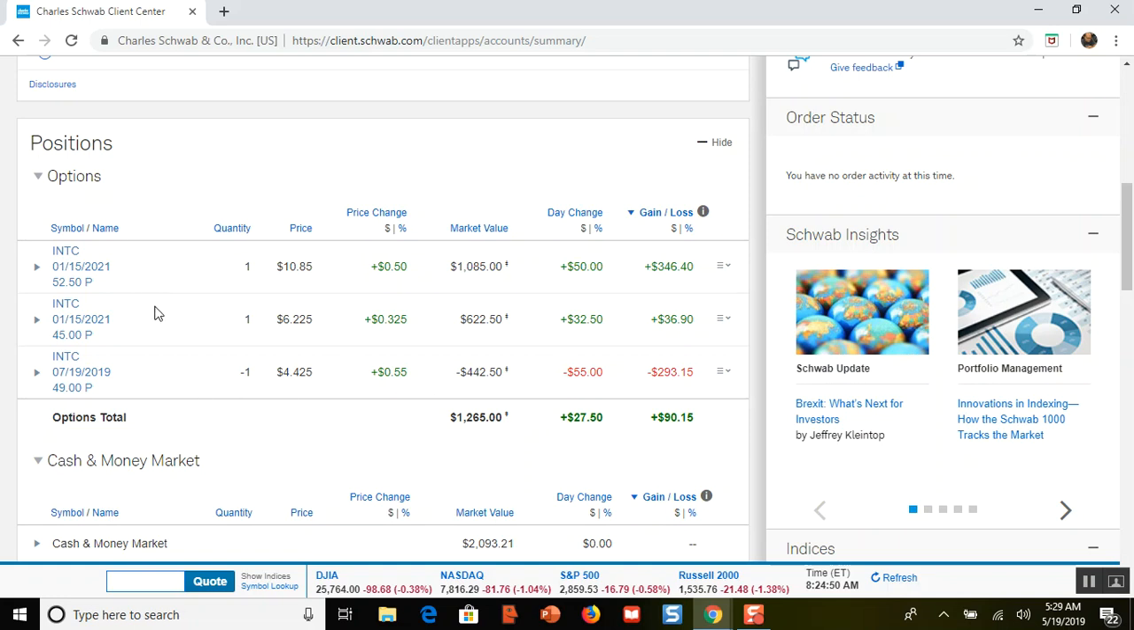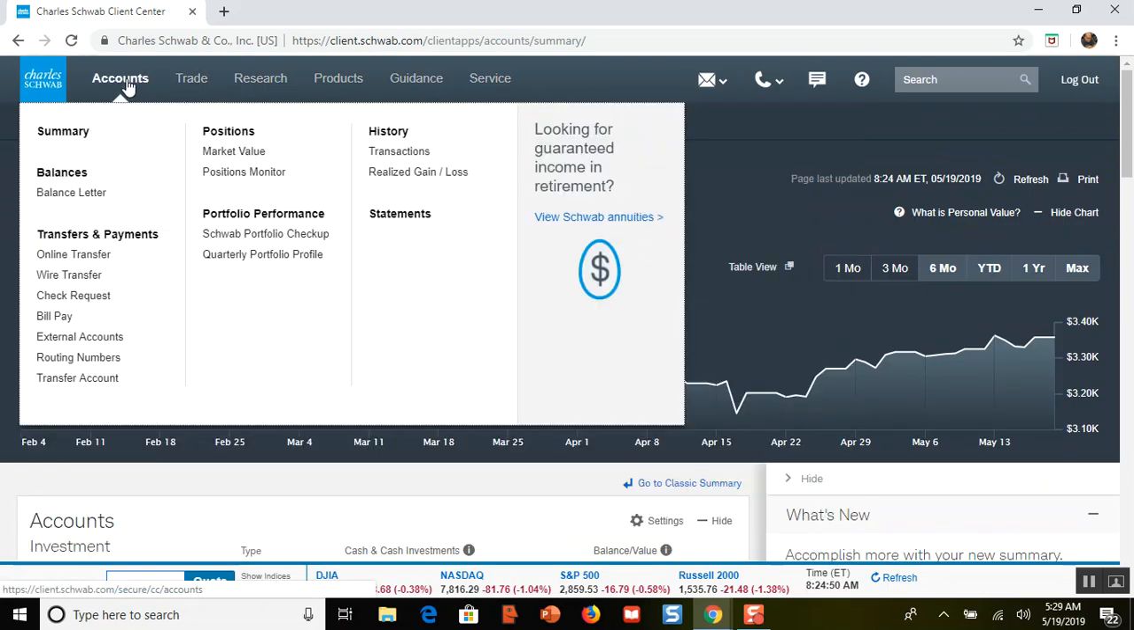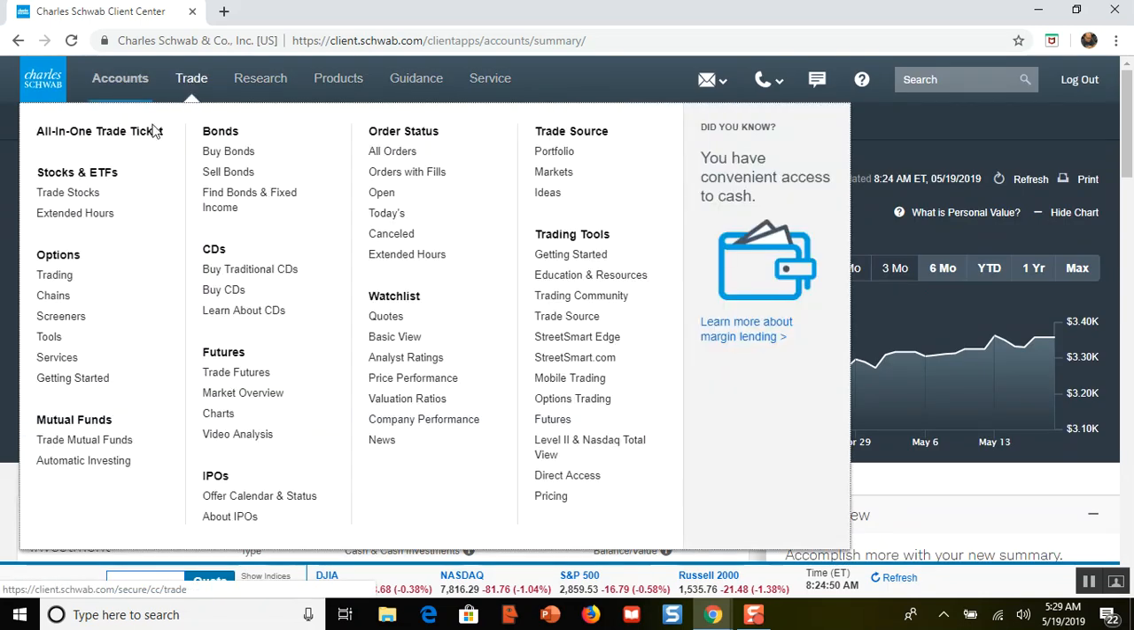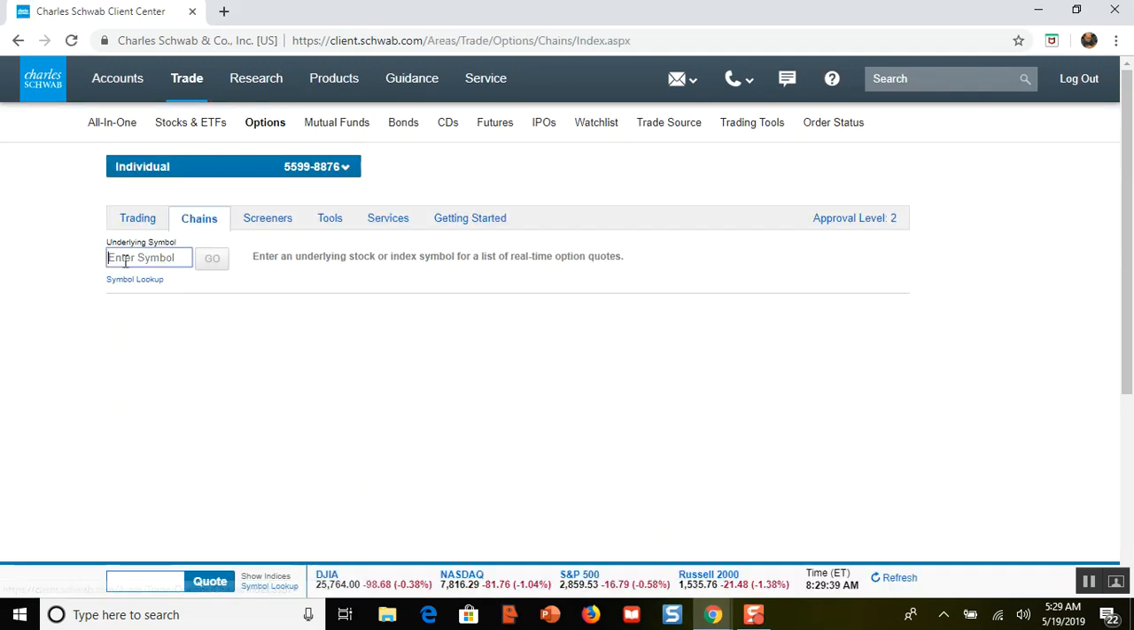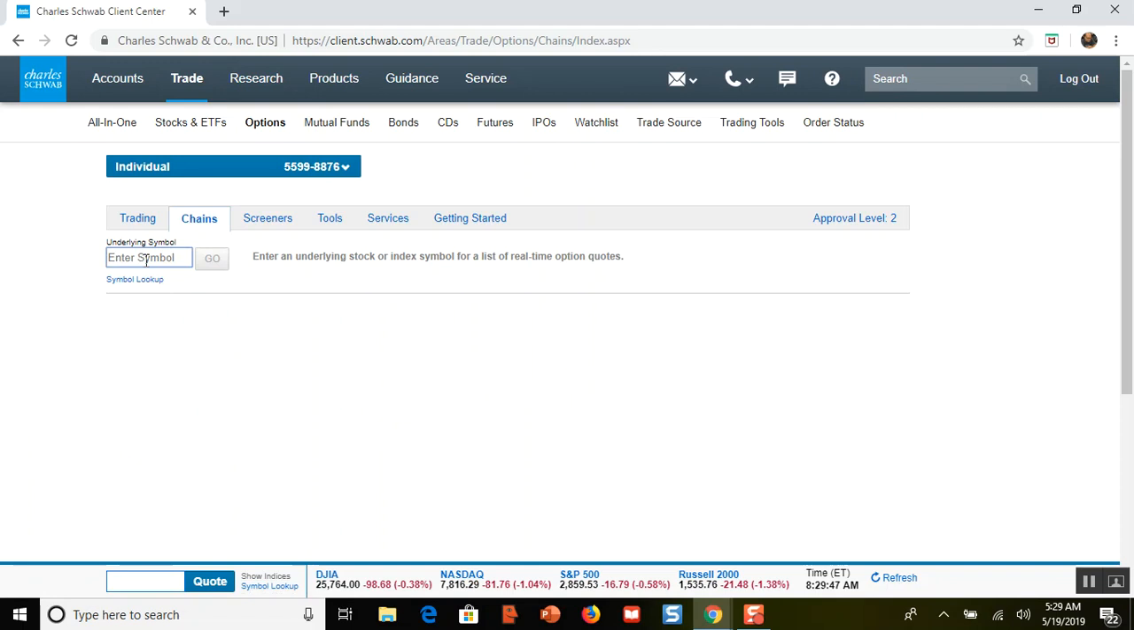And just for kicks, let's look at what the delta is on this 49 put and the delta on this 52.50 put to see how much money I would lose if it continues to drop. So this 49 put expires on the 19th of July. That's in 2 months from now. And let's take a look at the delta on that. So let's go ahead and go to the option chain like this, and let's put in Intel like that, and let's see what the chain says here. Let's see what the deltas are.